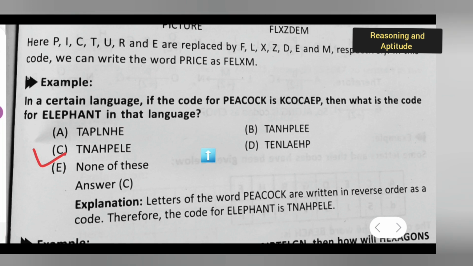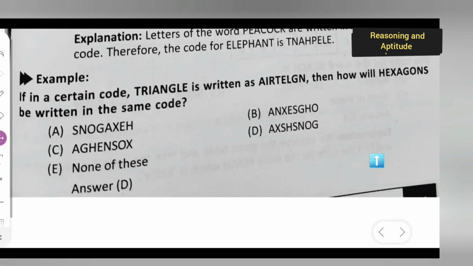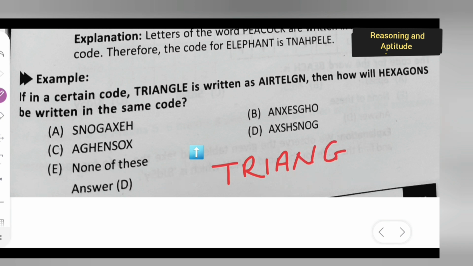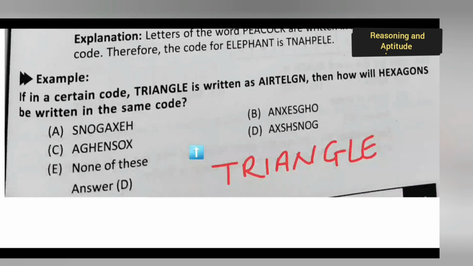Next, moving towards the next example. If in a certain code TRIANGLE is written as AIRTELGN, then how will HEXAGONS be written in the same code? Now this word TRIANGLE is given. From this you can see the first four letters and the other four letters.